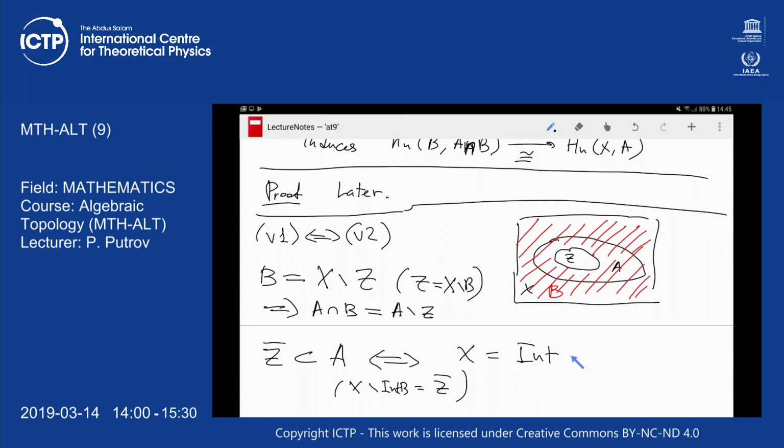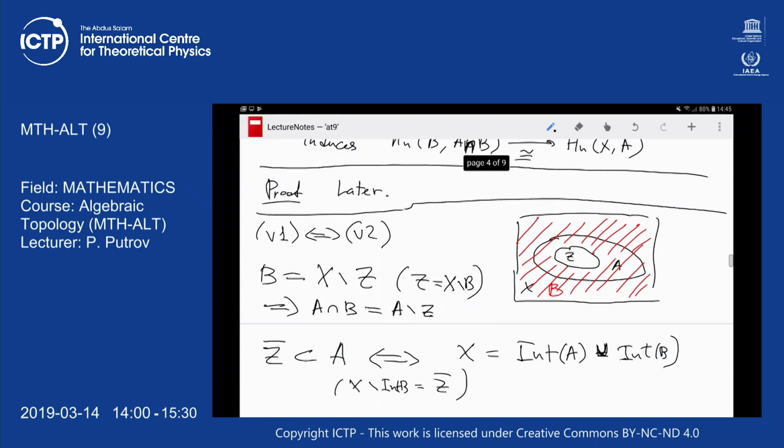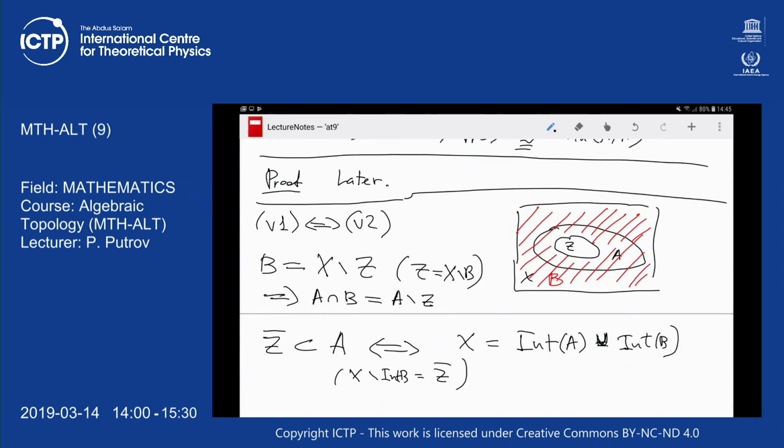And so, taking into account this property, we can see that X can be represented as the union of the interior of A with the interior of B. So this shows that the two formulations are equivalent.